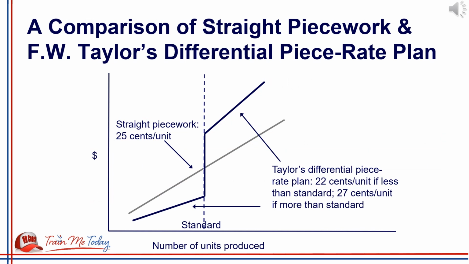Under a piece rate incentive system, workers are paid a fixed amount for each item produced. Here you see a comparison of straight piecework and Frederick Taylor's differential piece rate plan. Straight piecework plans pay a fixed rate per piece, regardless of how much or how little a worker produced. Under Taylor's differential piece rate, employees are paid one rate if production remains below a predetermined standard and an increased rate if production exceeds the predetermined standard.